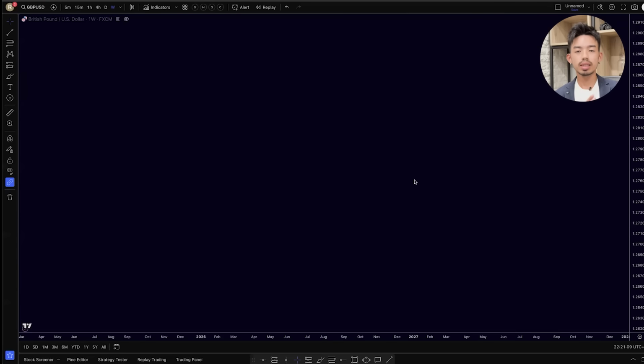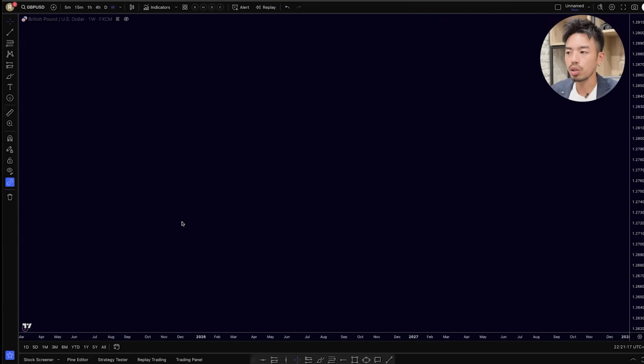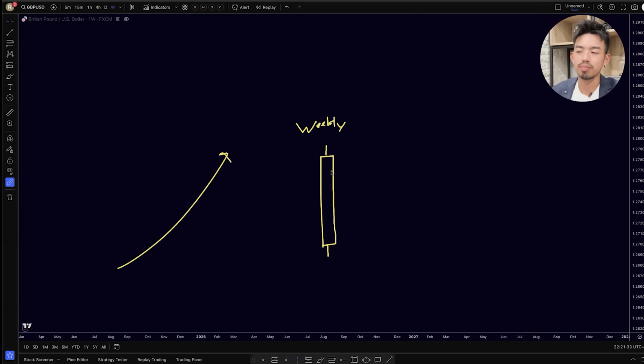That's it. So the next thing you want to do is spotting a pullback. So let's say we know the weekly time frame is heading up. And let's say we have 1 candlestick, and let's say this candlestick is the weekly time frame, and it's a green bar, meaning it's going up.